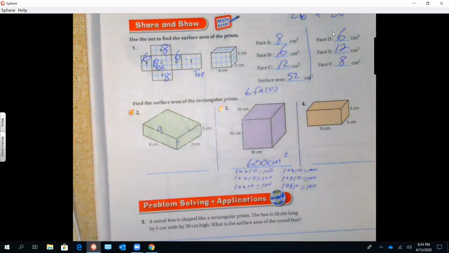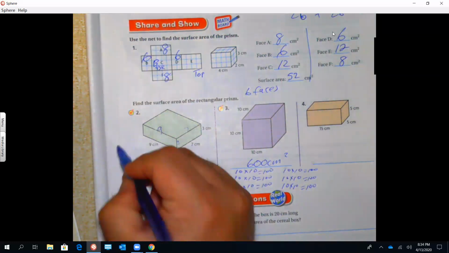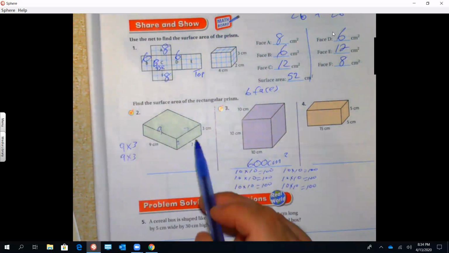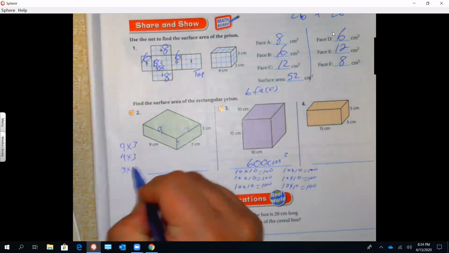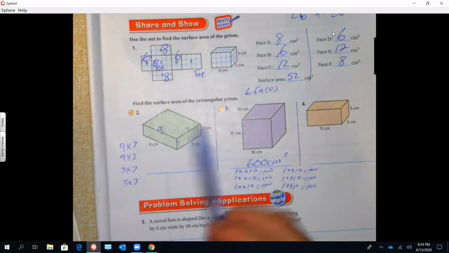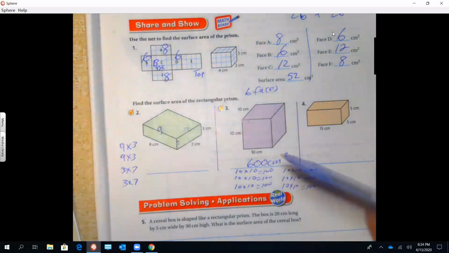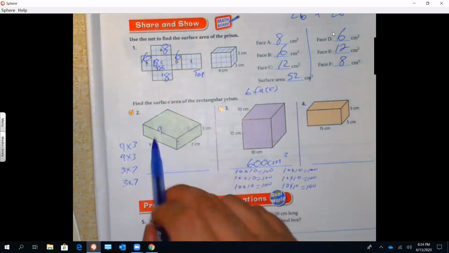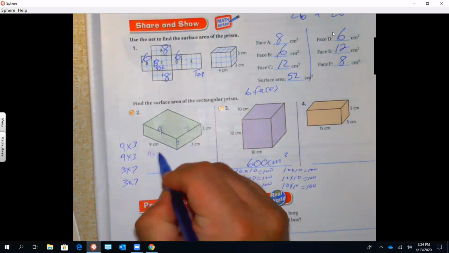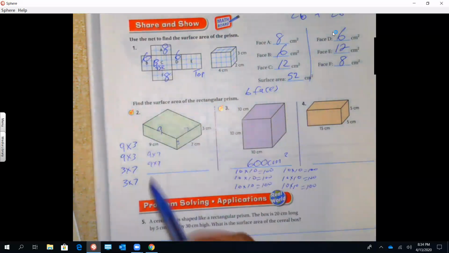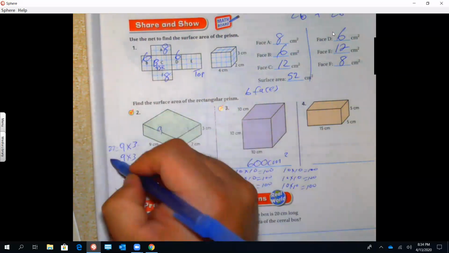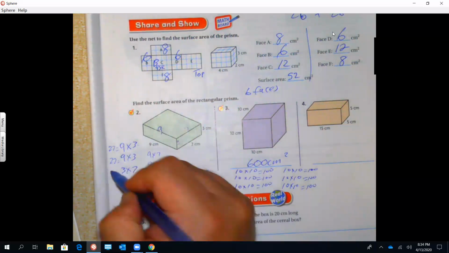So let's go ahead and get our bases. We have 9 times 3. And there are 2 of those. Let's go 3 times 7. There are 2 of those. And what are we missing? We're missing one more measurement. We're measuring the base and the top. That's a 9 by 7. So 9 times 7. There are 2 of them. So 9 times 3, 27. That twice. 3 times 7, 21.